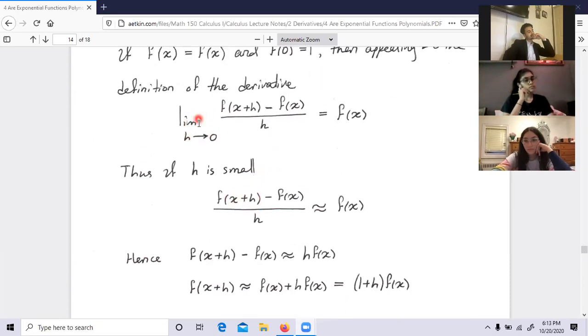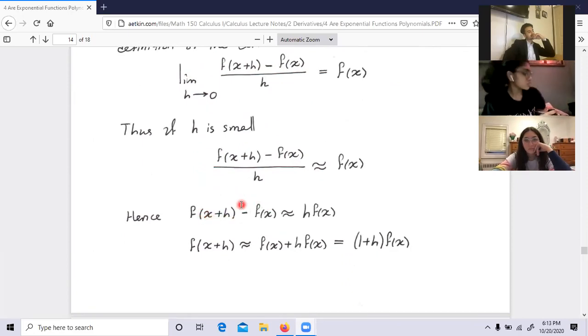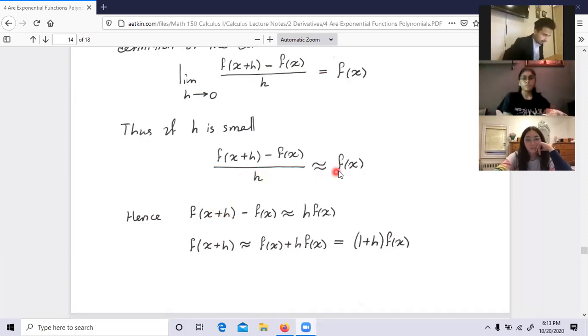So in evaluating this limit, I'm going to drop this limit and say, well, it's not equal, but kind of equal if h is really small, okay? And then I'm able to just move things across the equal sign. So I multiply everything by h, and I have f of x plus h minus f of x is approximately h times f of x. Yes? Good.